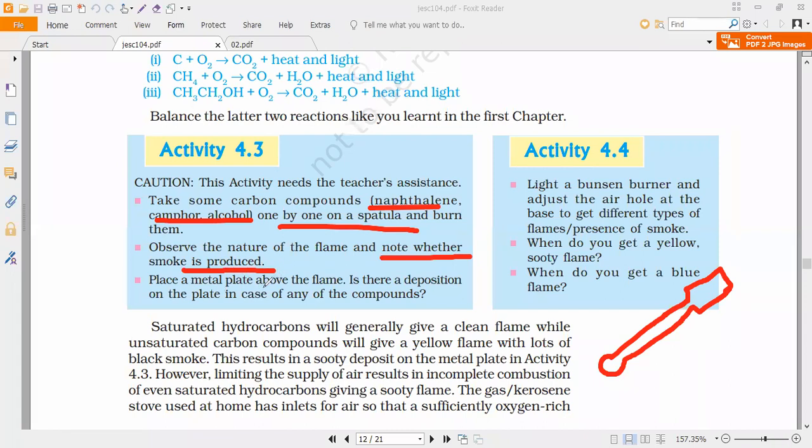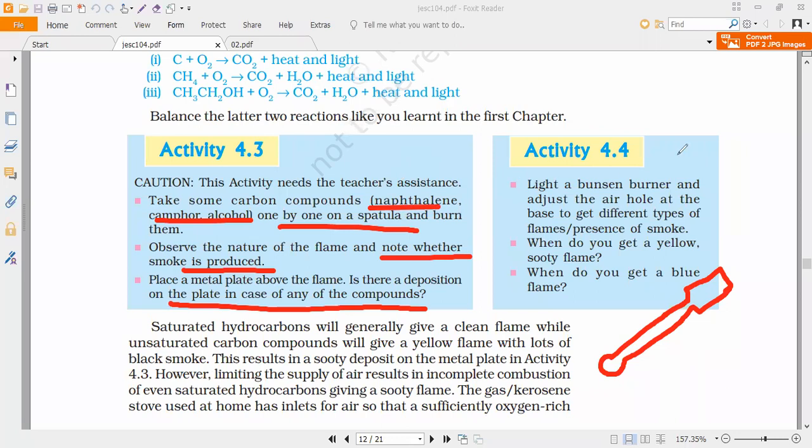Next, place a metal plate above the flame. Is there a deposition on the plate in the case of any of the compounds? That is the sooty flame. If you observe, we will see a powder form of carbon. That is what they are asking.